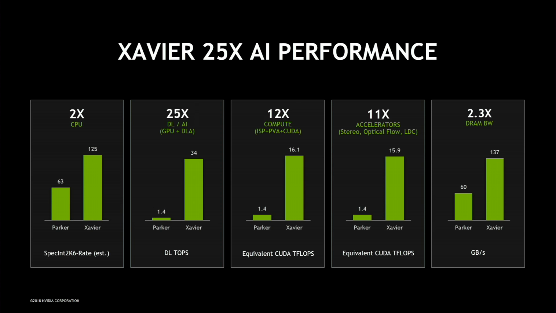If you instead add up the accelerators, we have a stereo and optical flow unit. We have lens distortion correction hardware. If you figure out the math, we have about 11x the performance on the accelerators. And then DRAM bandwidth, we have 2.3x the DRAM bandwidth. This is 256-bit LPDDR4X. Sorry. And so now some of you guys might be saying, well, we can't use all of that.